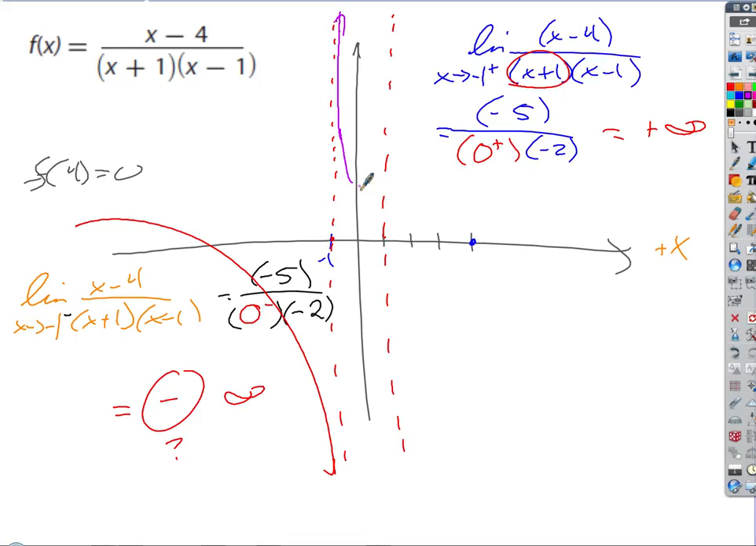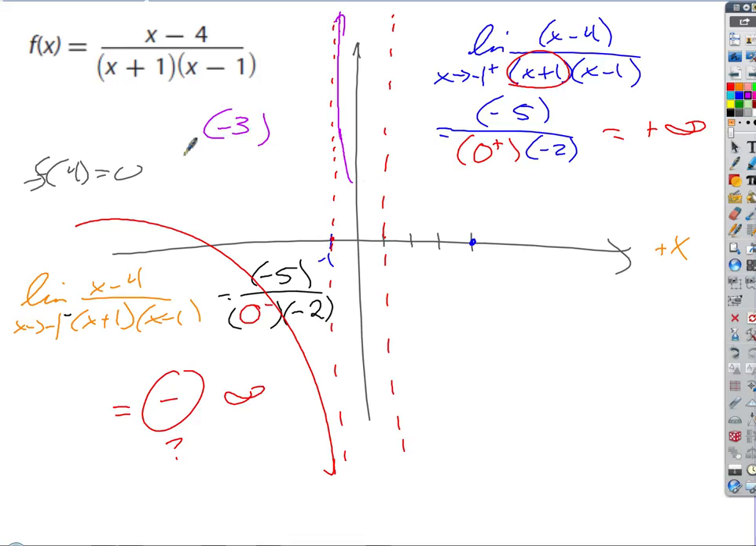Okay, make sense? Okay, what about as we approach +1? What's going to happen there? Let's not even write out the whole limit this time. Let's just inspect the function and get our numbers that way. As x approaches +1 from the left, that's going to be a number like 0.999, right? We're going to be a little bit less than 1. On the top, I'm going to get -3, everybody agree? We're approaching a value of 1. 1 minus 4 is -3.